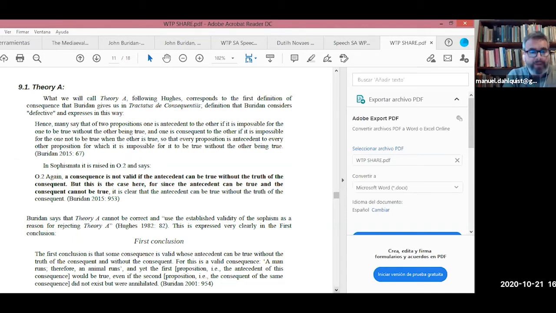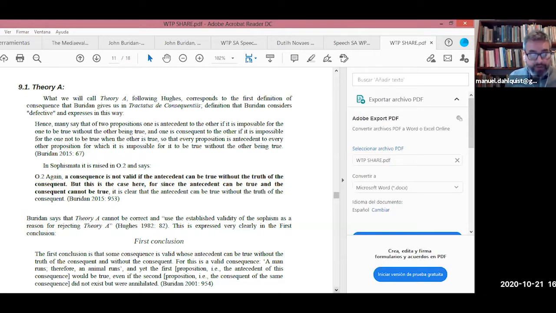9.1, theory A. What we will call theory A, following Hughes, corresponds to the rejection of the first definition of consequence that Buridan gives us in Tractatus de Consequentiis. Definition that Buridan considers defective and expressed in this way.